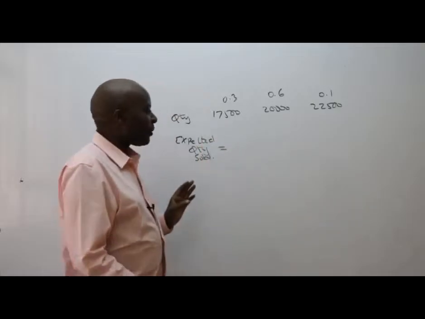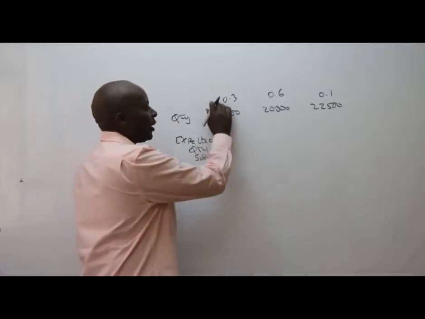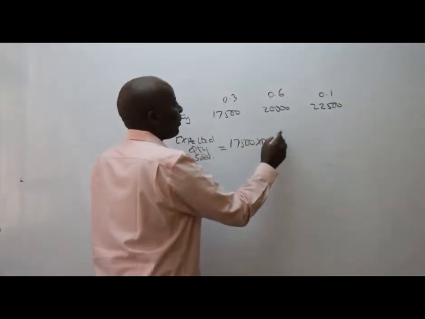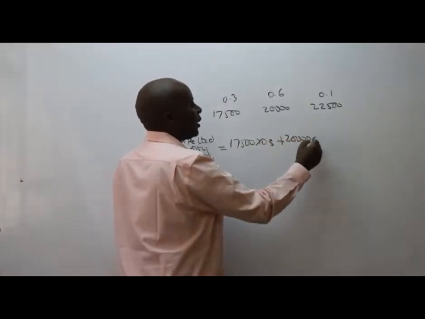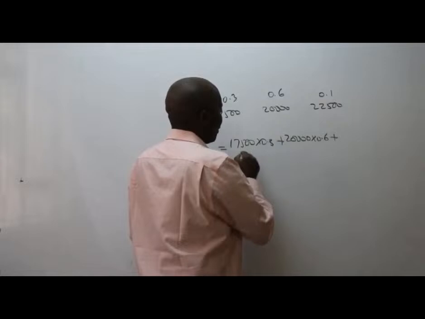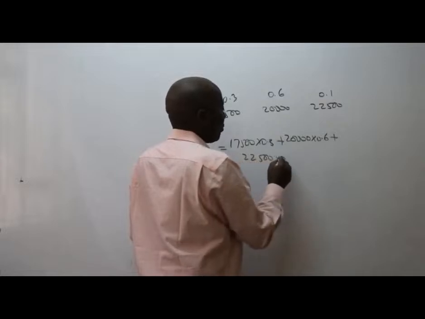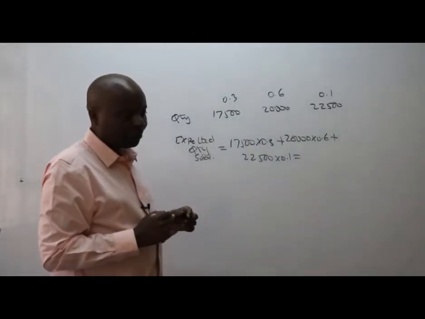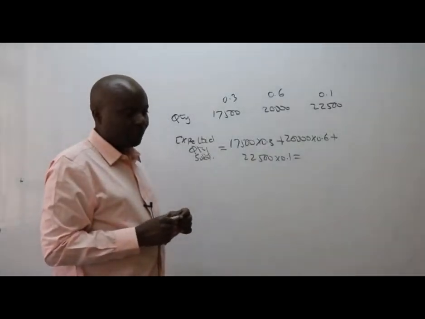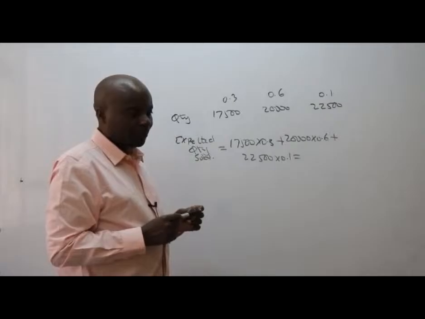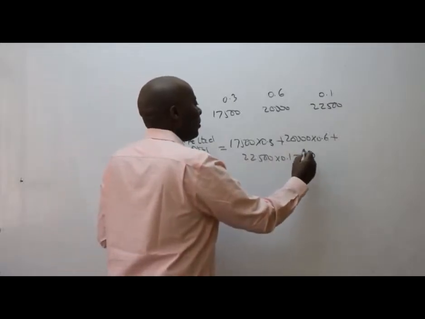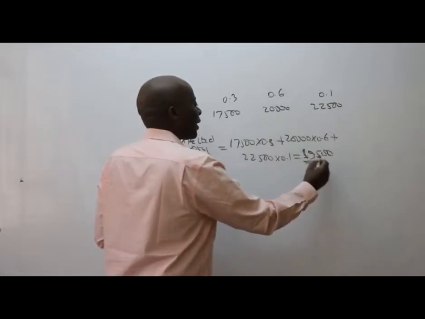That is it. So we have here 17,500 times 0.3 plus 20,000 times 0.6 plus 22,500 times 0.1, which will end up giving us 19,500.